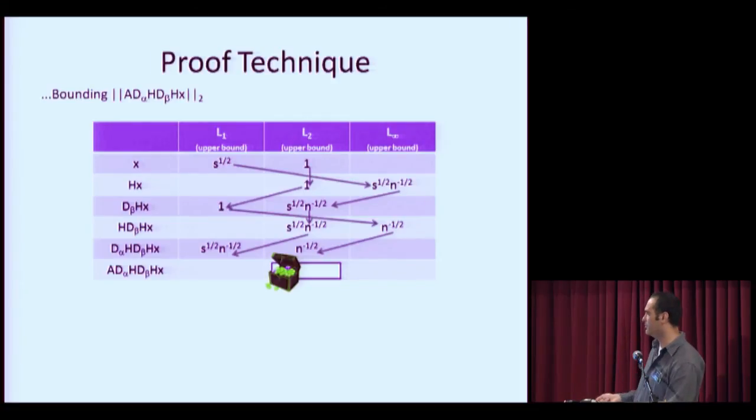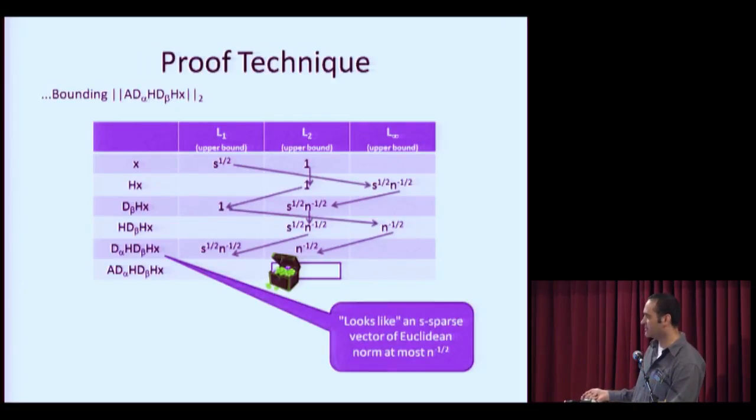Why is this connection important? Because a vector that has this connection, that the L1 norm is at most square root s times its L2 norm, looks in some very strong sense like an S-sparse vector. It's not S-sparse, but it's very close to being S-sparse. So then I can use the RIP of A of the previous draft in order to bound the L2 norm of this. And this is this bootstrap coming here again.